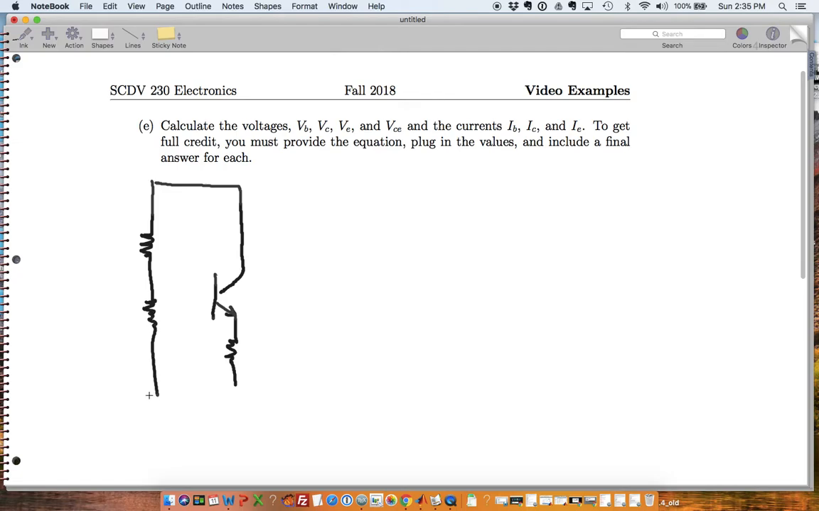Got my biasing resistors there on my base. And this is 3.75. And this goes here. This is my R1, and this is my R2, and these are equal to 34.5. And this one is equal to 40.5K.